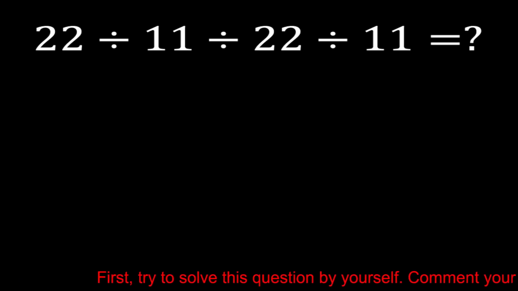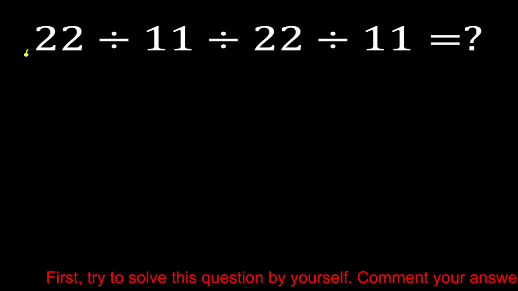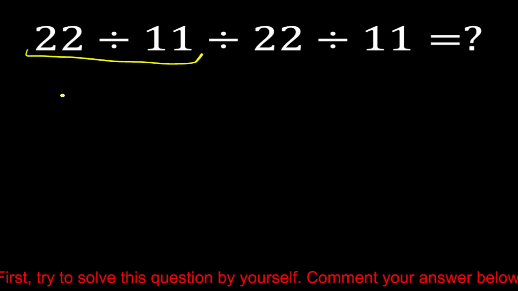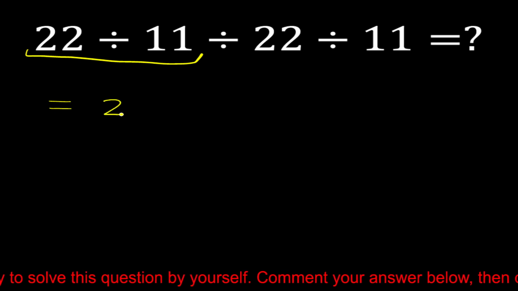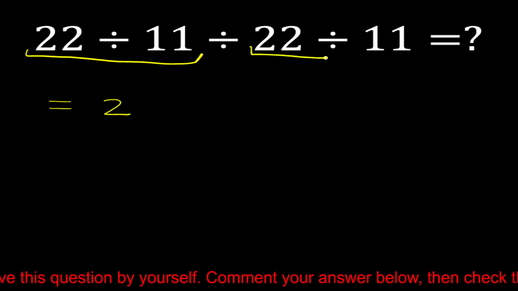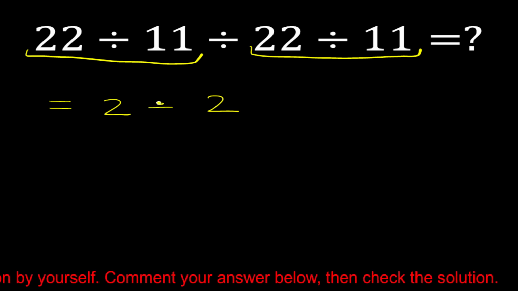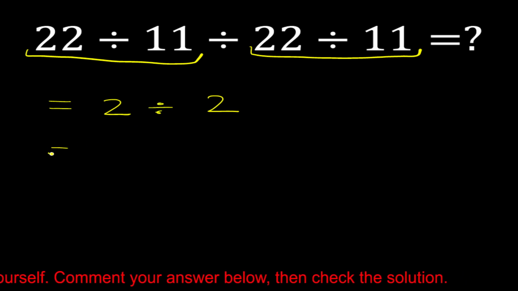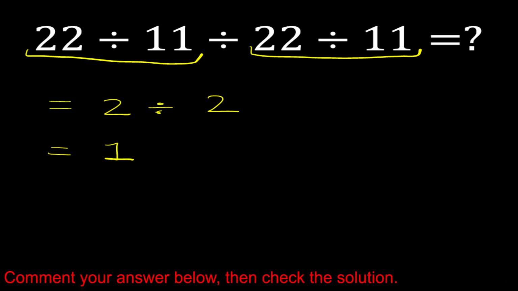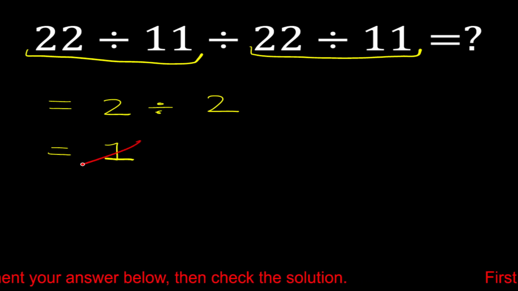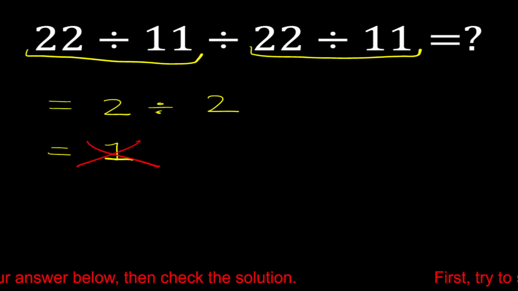So most people solve this question like 22 divided by 11 is equal to 2. Then again 22 divided by 11 is equal to 2. Now 2 divided by 2 is equal to 1. But this answer is not correct. This answer is completely wrong.